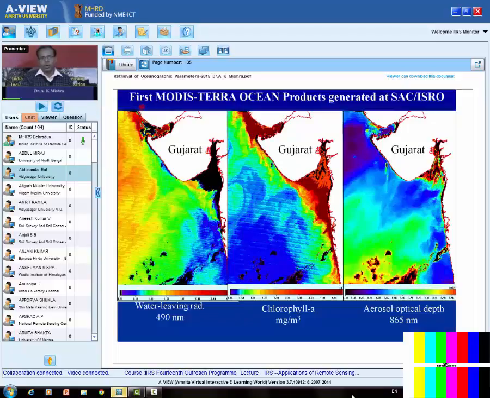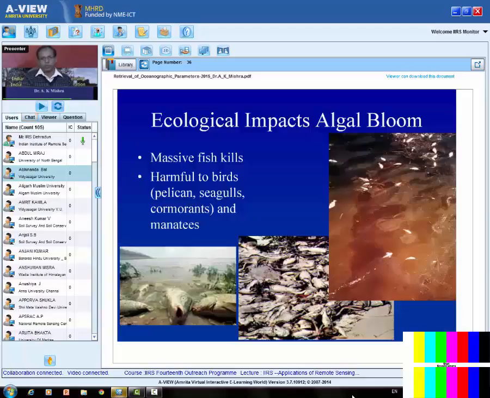And these are some of the first Oceansat-2 ocean products generated at Satellite Application Center, ISRO. This is the water leaving radiance at 490 nanometer, and this is the chlorophyll concentration image in the Arabian Sea, and a byproduct, that is aerosol optical depth of the atmosphere. These three products are highly used by the scientific community. And this shows the ecological impact of algal bloom, which is responsible for massive fish kills and harmful to birds and manatees.